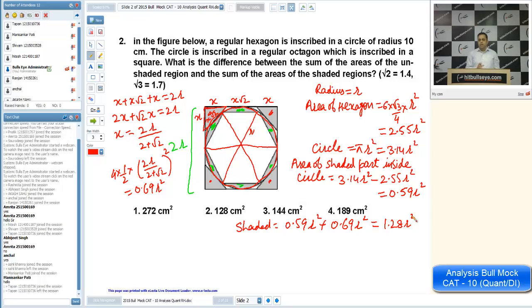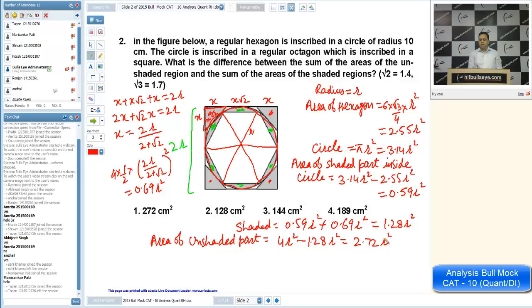The total area of the figure will be equal to the area of the square, and the area of unshaded part will be equal to total area of the figure minus the area of the shaded part. So area of unshaded part will be equal to total area of the square, which is 4r square. Why 4r square? Because the side of the square is 2r. So total area of unshaded part is 4r square minus this shaded part 1.28 r square, and this value is equal to 2.72 r square.